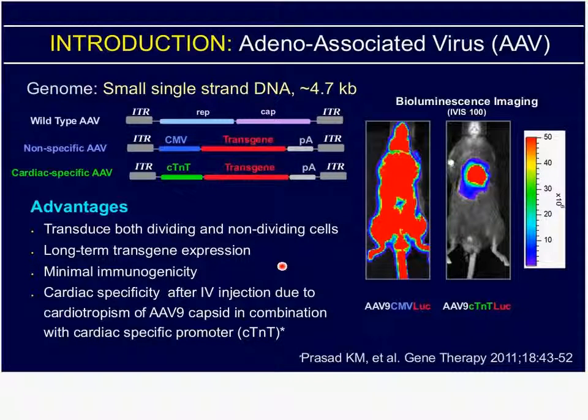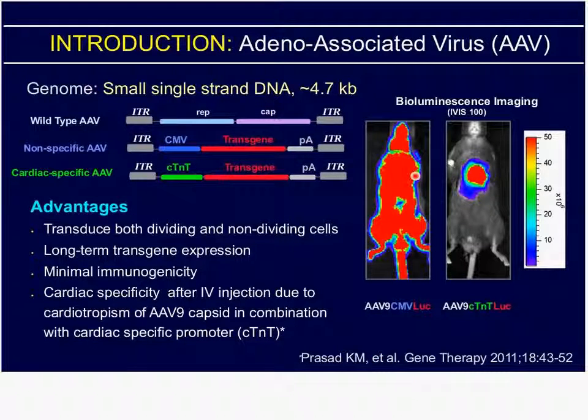And the thing that I'd like to point out in particular is the serotype of AAV that we're using, the AAV9 capsid, which is already cardiotropic, and has a preference for infecting cardiomyocytes naturally, actually muscle tissue in general. But this can be made even more specific by utilizing a cardiac-specific promoter.